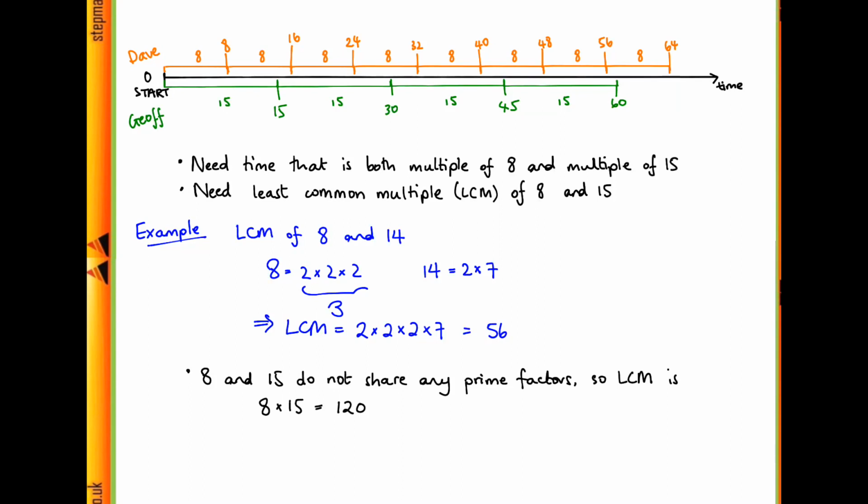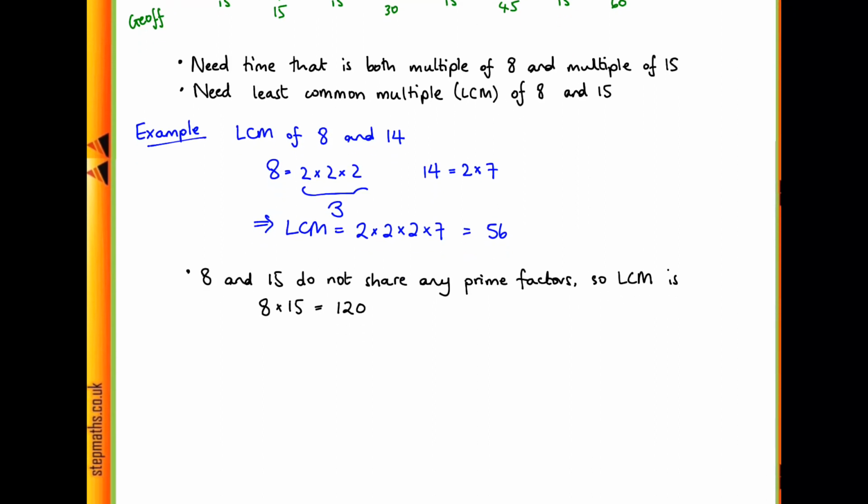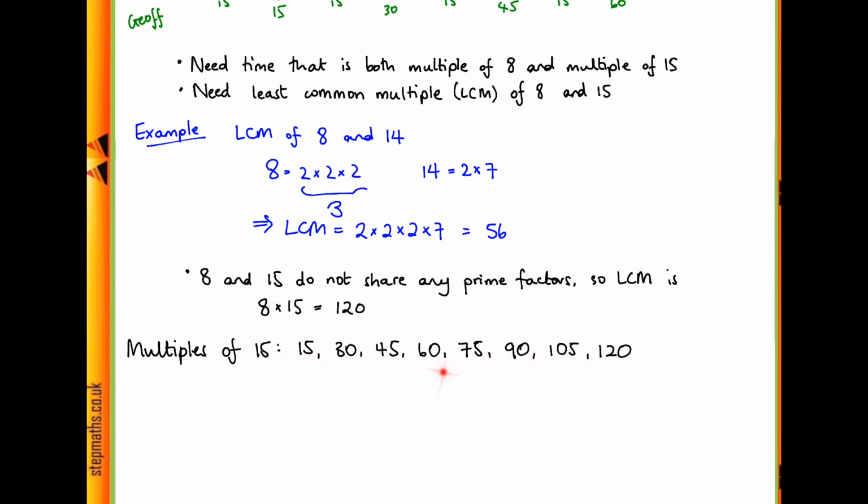Now, if you didn't want to use prime factors and you just wanted to write down some multiples, would you write down the multiples of 8, or the multiples of 15? I would suggest that you write down the multiples of 15, because 15 is the bigger number and there are fewer multiples, so it's not going to take you quite as long. The multiples of 15 are here, and you can see that none of them are multiples of 8 until we get to 120, which, as we already know, is 8 times 15. But in either case, we know that they will next meet again in 120 minutes.